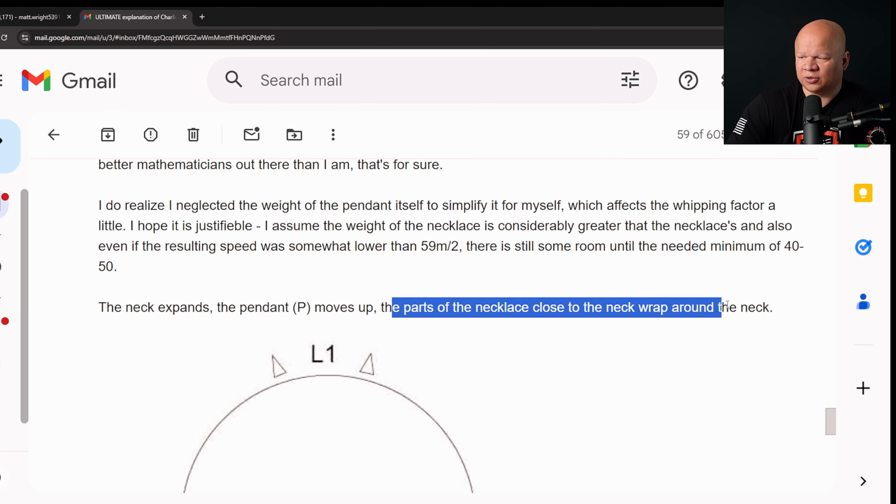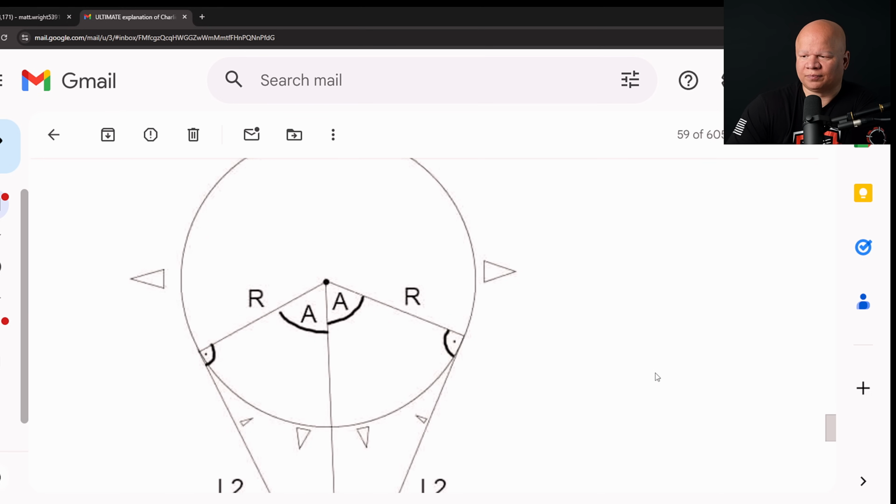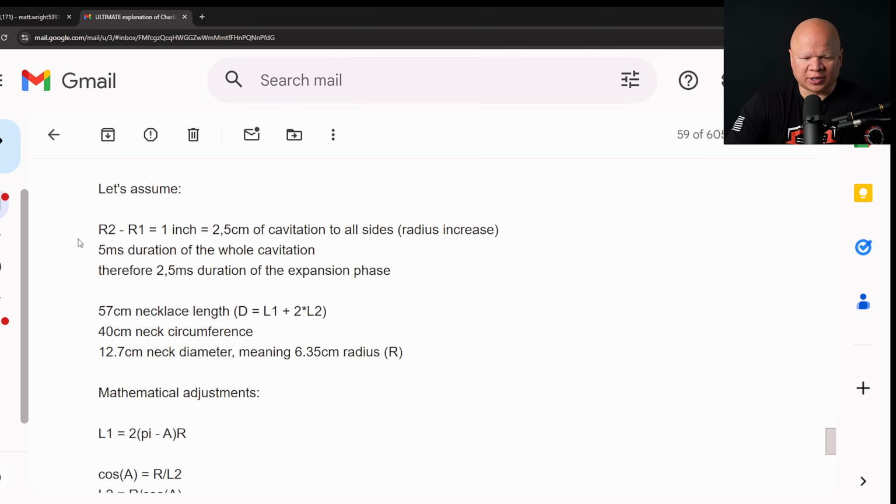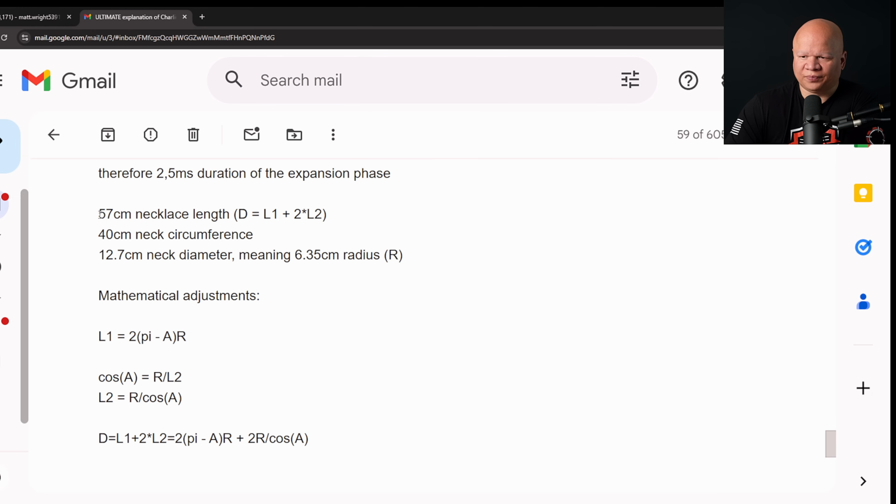The parts of the necklace close to the neck wrap around the neck. So these parts here, that'd be L2s, are going to get closer and closer to the neck as the neck expands out. I won't get super deep into the math here, but you can screenshot it and test it out if you need to. But basically, they're estimating about 2.5 milliseconds duration for the expansion phase. That's for the cavitation of the neck. They estimate a 57 centimeter necklace length and a 40 centimeter neck circumference. So that would leave a 12.7 centimeter neck diameter.